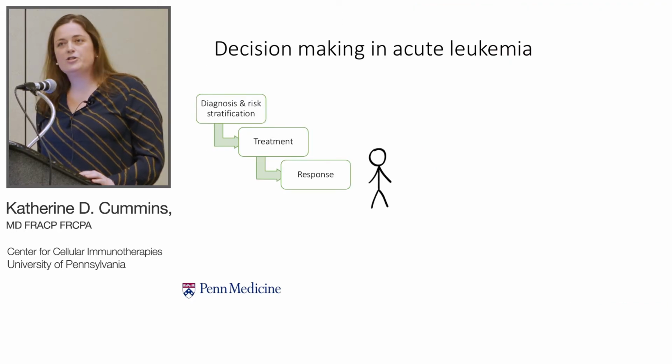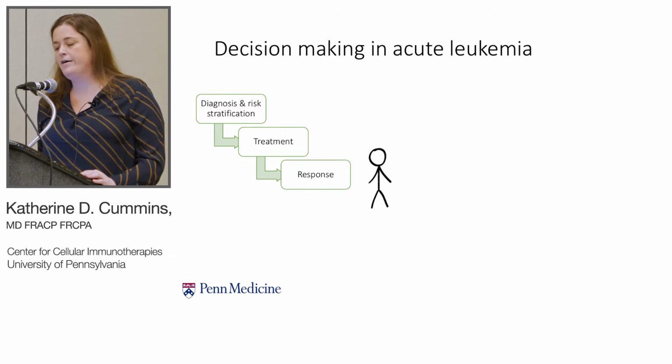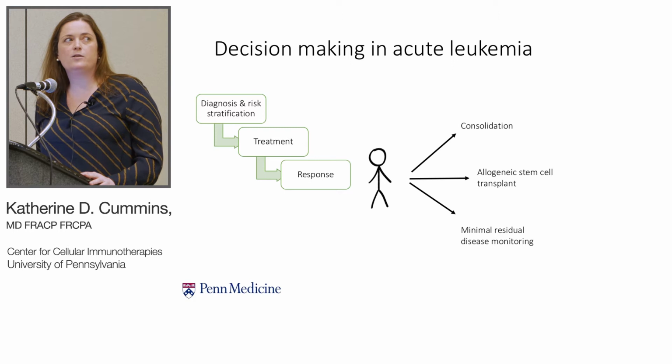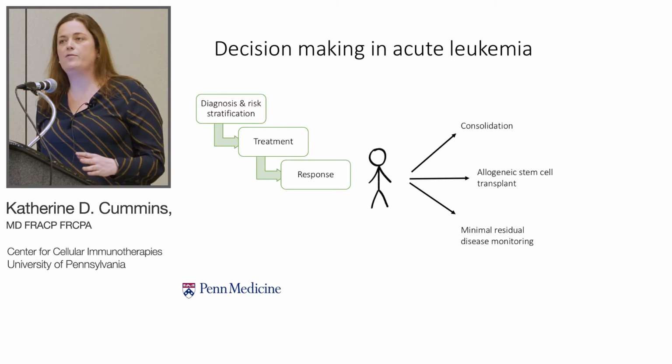So for any non-clinicians in the room, in very simple terms, a patient with leukemia will be diagnosed, they'll be risk stratified, they'll have some sort of treatment, and then they'll have some sort of response. And what happens downstream from that depends a little bit on what happens with the disease. They might have additional consolidative therapy, they may go on to have transplant, but a lot of the time we're relying on the presence or absence of minimal residual disease to help guide us in terms of these decisions.